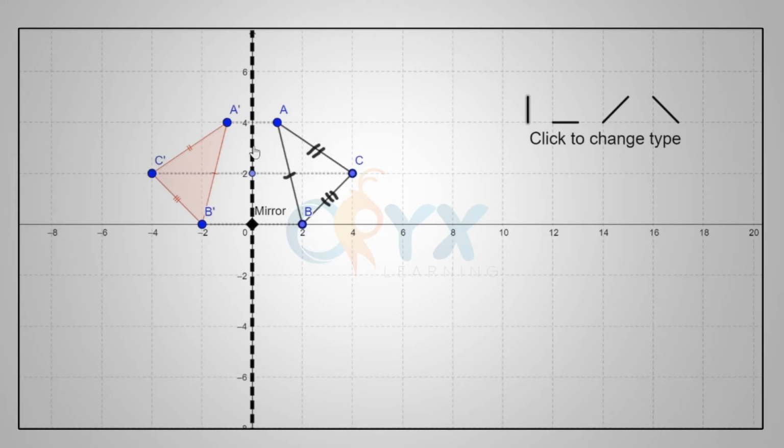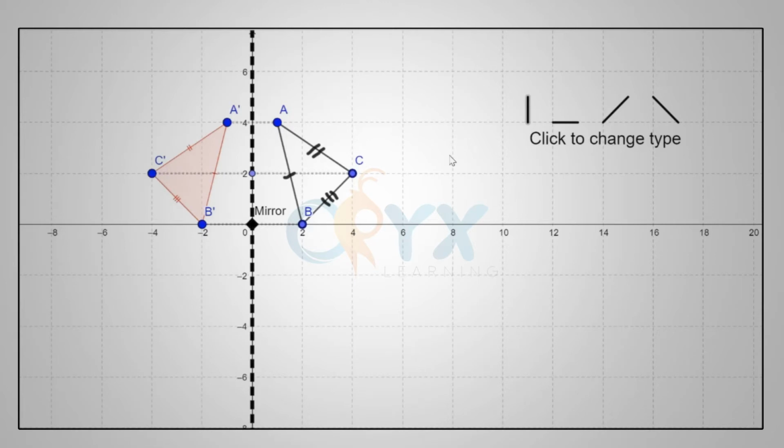When reflecting over the y-axis, the points (x, y) become (negative x, y), negating the x values. So as you can see here, point A is at (1, 4). If I negate only the x value, that becomes A', or (negative 1, 4). Point B, which is at (2, 0), negating the x value, becomes (negative 2, 0) for B'. And point C, which was at (4, 2), negating the x value, becomes (negative 4, 2) for C'.